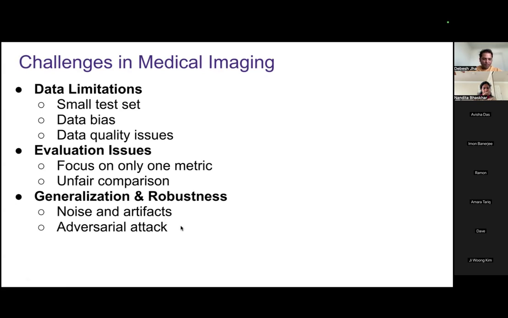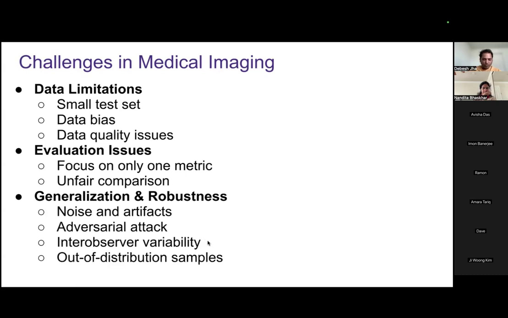Then there are challenges related to adversarial attack, where, for example, you change one pixel and you can see the performance of the result decrease abruptly. And there is also an issue related to interobserver variability, where there is disagreement between two different radiologists, for example, and out-of-distribution samples. So this is also another generalization issue.